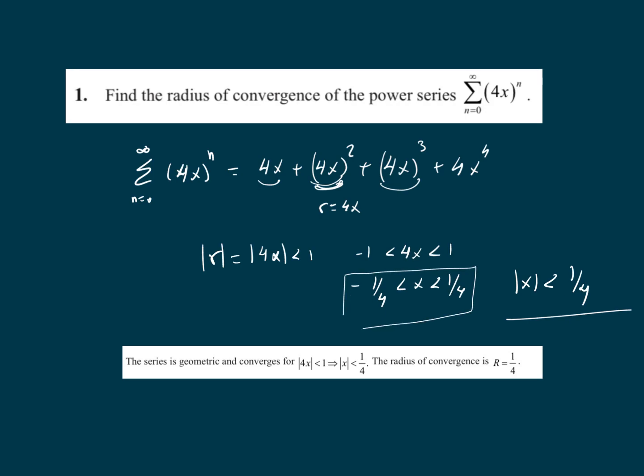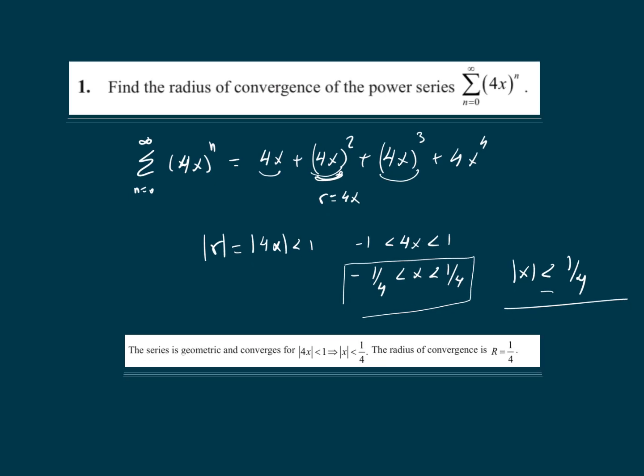What happens at the points 1/4 and minus 1/4? It will diverge. Why will it diverge? Because the geometric series does not converge at the endpoints. It has to be strictly between minus 1/4 and 1/4. So what is the radius of convergence?